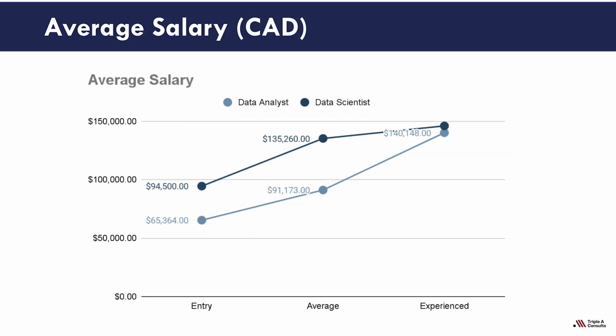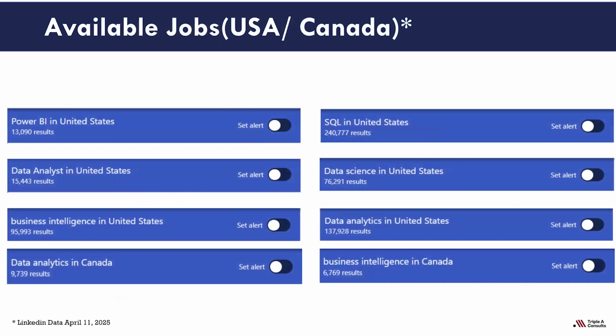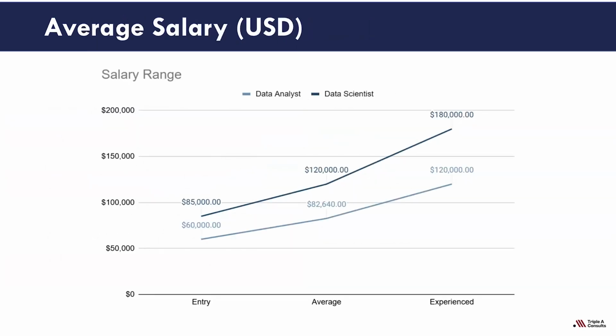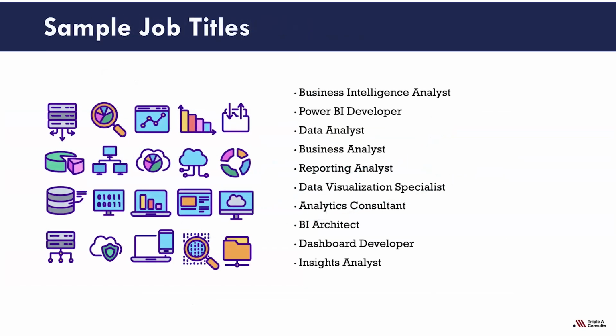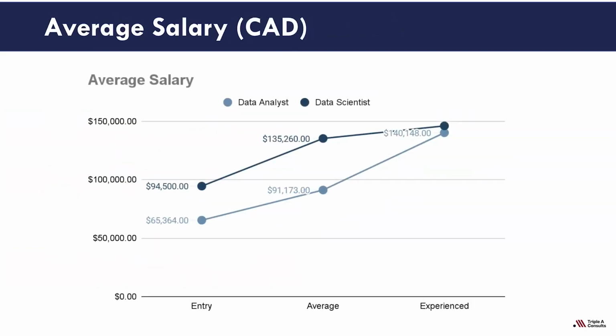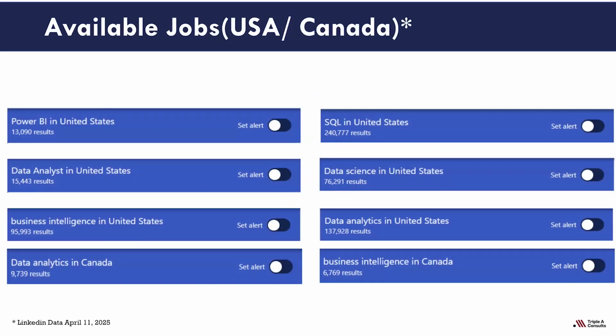And for those in Canada, we also did a summary, and we discovered that a range between 94 and 140 is also something they should consider. So without wasting time, we went on LinkedIn around April 11th this year, and we wanted to know, if we search with some of those nomenclatures we talked about, things such as Power BI developer, data analyst, business intelligence, how many jobs are currently available as at that date? And here it is.